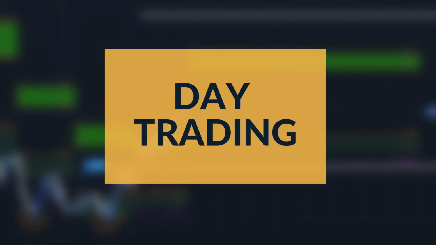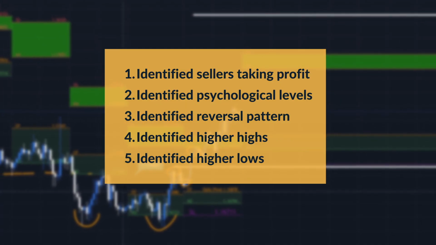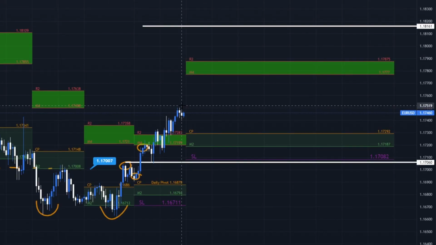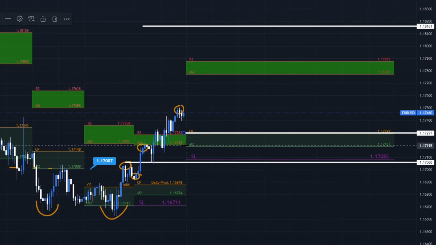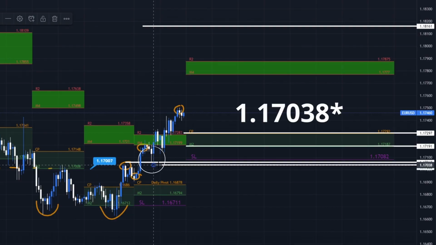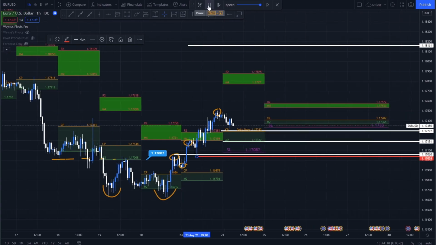So let's go over to day trading pivots. Now we have identified sellers have taken profit, we have identified the psychological level, we have identified higher highs and higher lows, and now we're coming up to Asia Open. That is where I would look to put my limit orders in at around central pivot, at around M2, and I would put my stop loss below 1708 or below the previous low, around 1738. And I will continue to do so every single day until the weekly target has been hit.